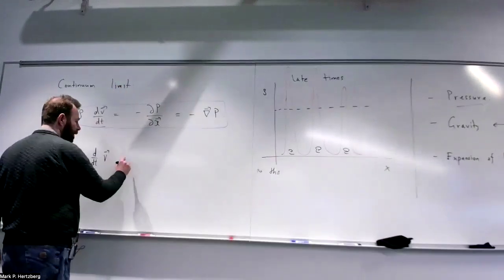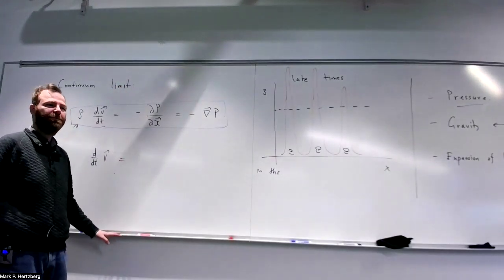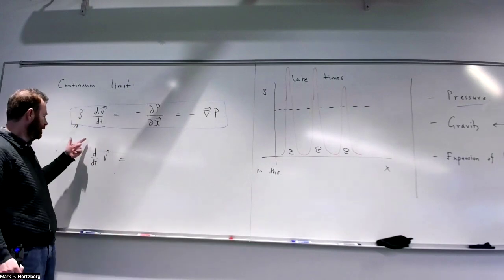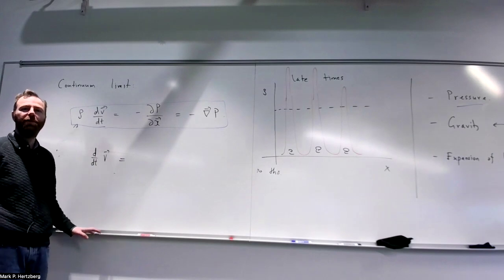Does anyone know how I might write that? Just a math question. If I give you v of x(t) comma t, how can I write d/dt of v in terms of partial derivatives?